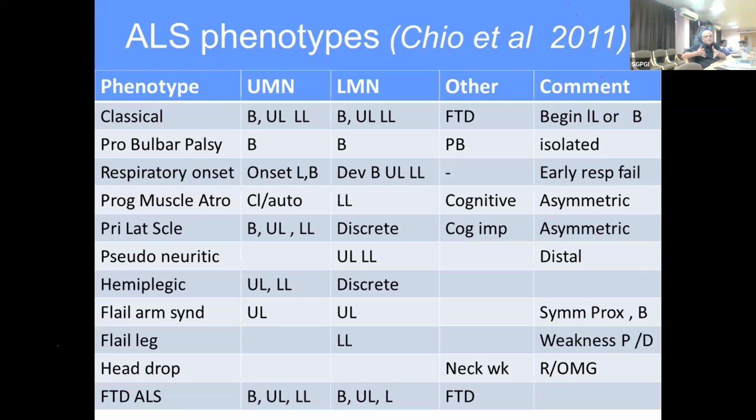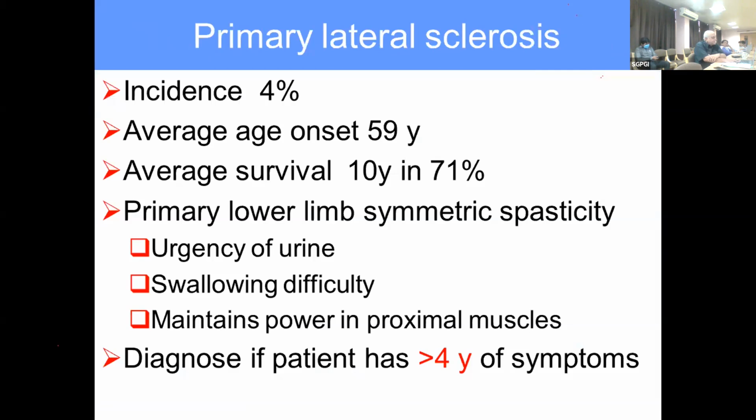Of course, there may be other features. And then you have FTD-ALS combination. So this is the whole spectrum. And so we have to be mentally prepared to see this variation. There may be one thing prominent, but there may be other involvements as well. Primary lateral sclerosis is a rare diagnosis. It occurs in 4%. If you see 100 cases of ALS, you'll see four of these cases.